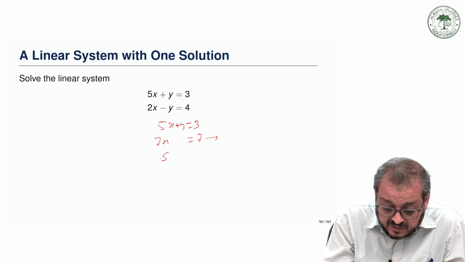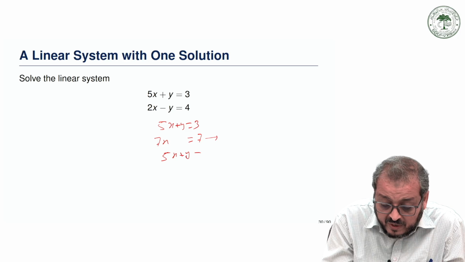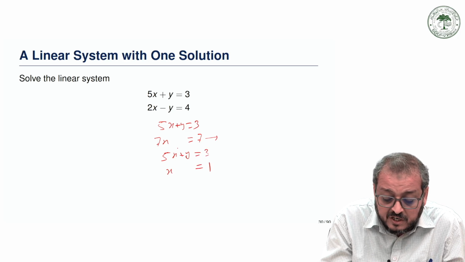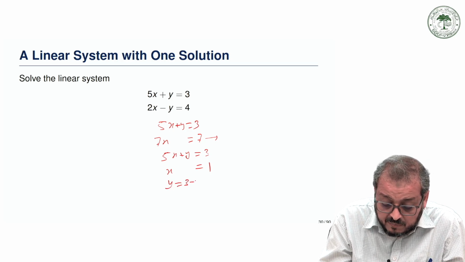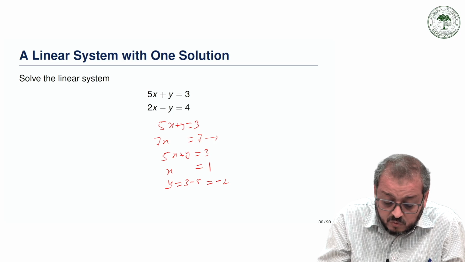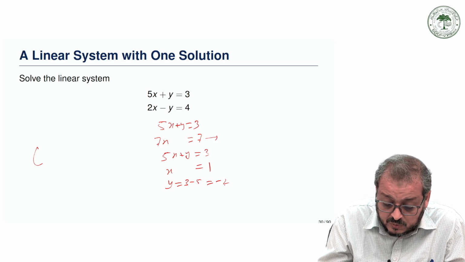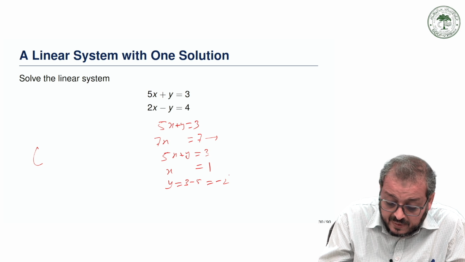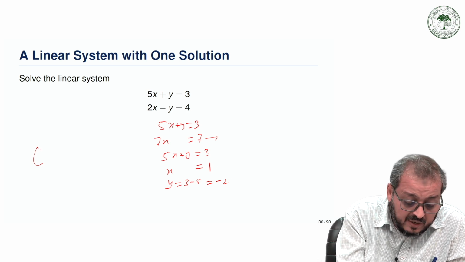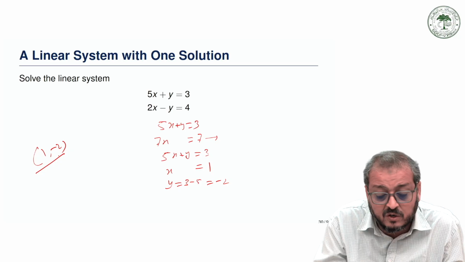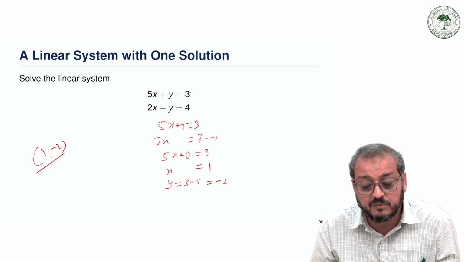So this can be written again as 5x plus y is equal to 3 and x is equal to 1. Now we have to substitute the value x is equal to 1 into equation number 1. So we get y is equal to 3 minus 5, which is minus 2. So y is equal to minus 2 and x is equal to 1, and that is the only solution of this system of equations.